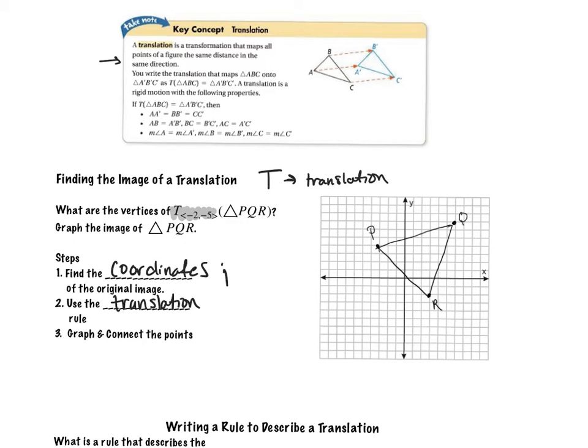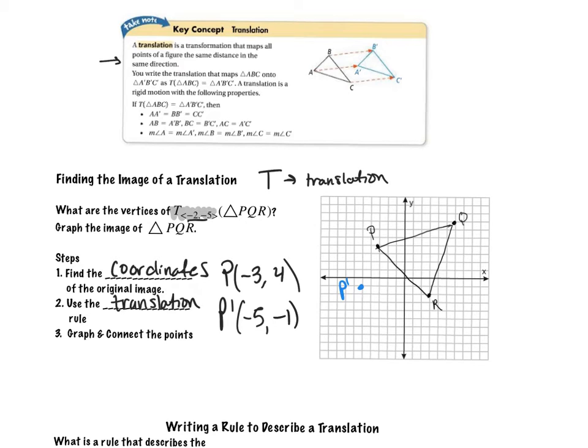So I'm going to say, what are the coordinates of P? I look and see -3, 4. And what that -2, -5 means is that I take 2 away from my x. So what is -3 minus 2? I have -5, and 4 minus 5 would give me -1. And so I get my new image point at -5, -1. So that's how you find the coordinates.